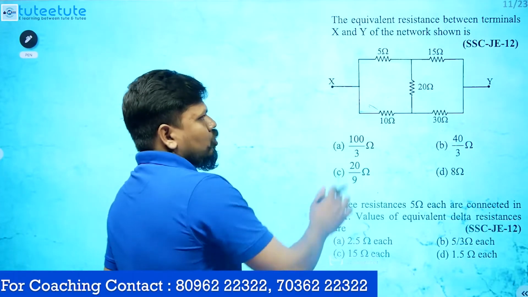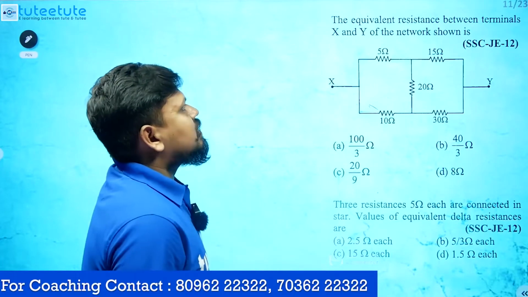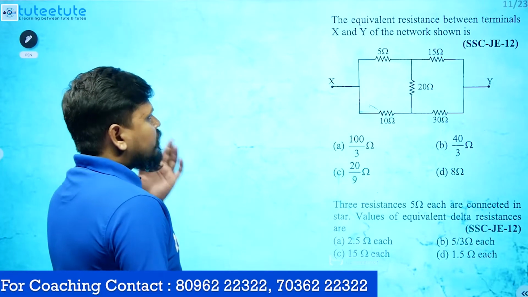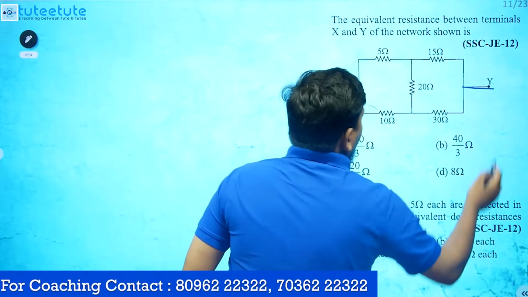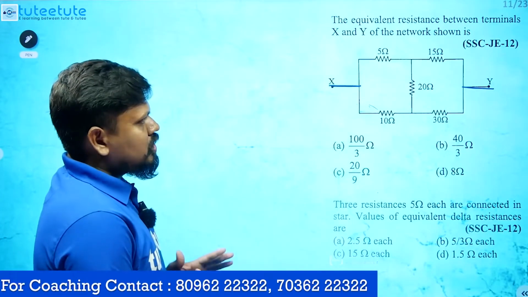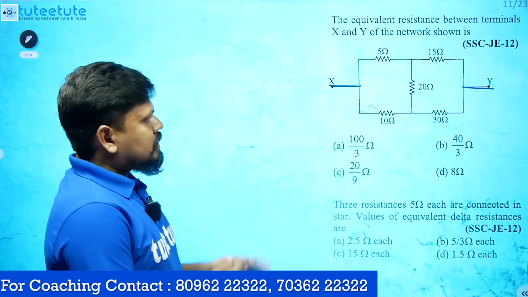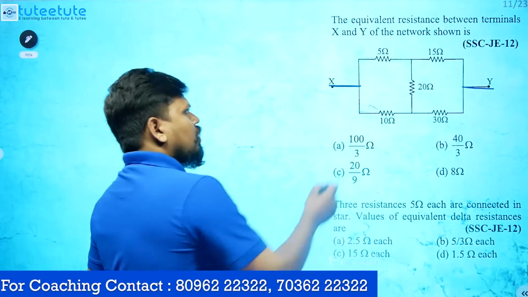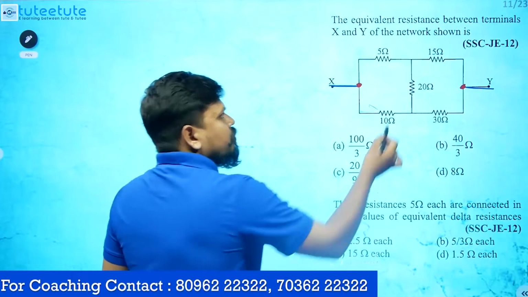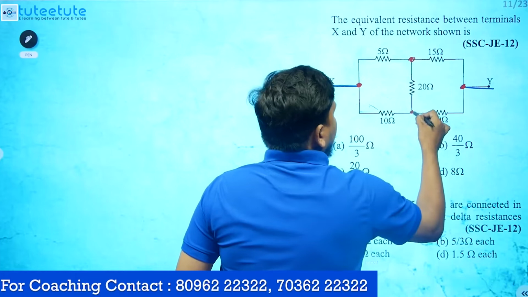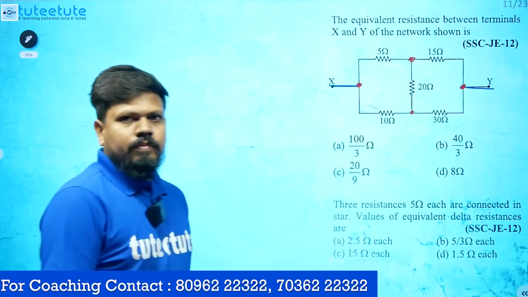So this model of circuit questions, okay. The equivalent resistance between terminals X and Y of the network shown. So they have given between X and Y, okay. Whenever you see this model of questions, there is something we have to remember. Between these two terminals we need resistance. Between the other two terminals some other resistance is connected, okay.